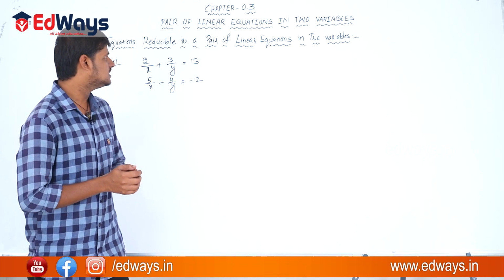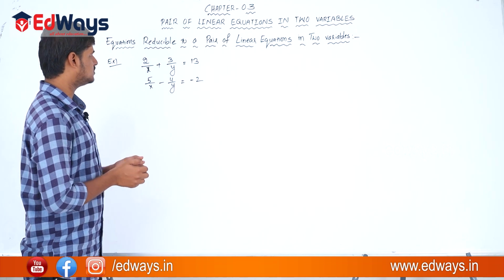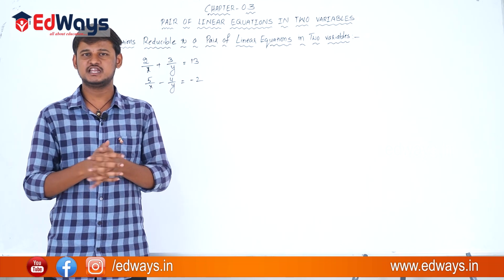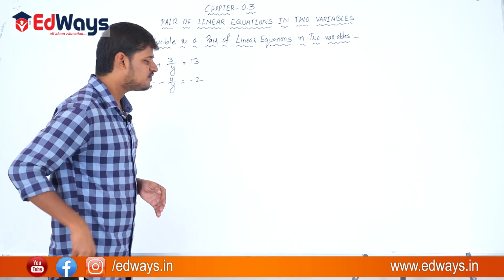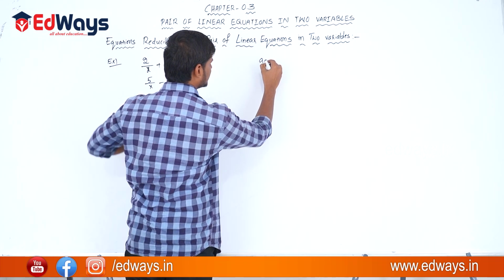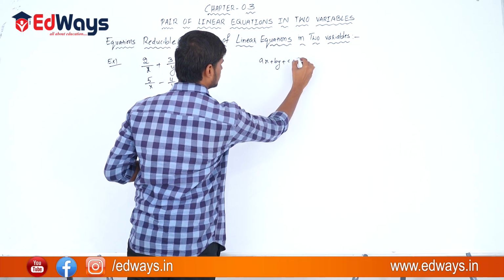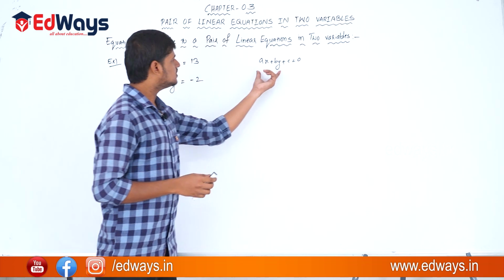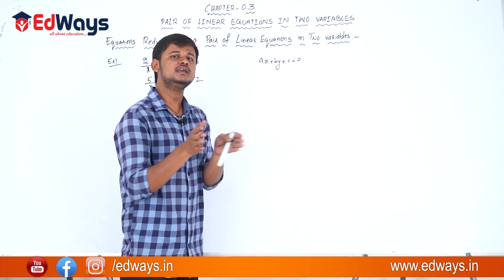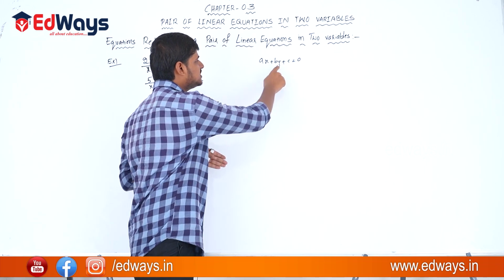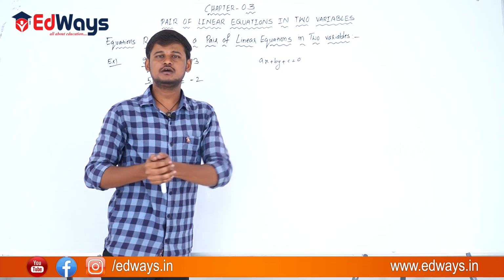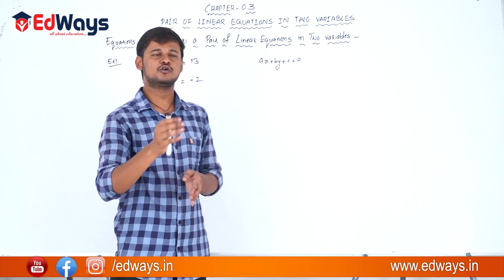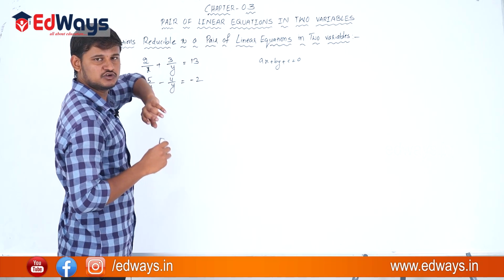So today we will learn a very important topic, that is equations reducible to a pair of linear equations in two variables. What does it mean by equations reducible to a pair of linear equations? What's the general form of a linear equation? It must be of the type ax plus by plus c is equal to 0, right? But if some equation is given in terms of x and y but it's not of this form, then how do we reduce it to ax plus by plus c is equal to 0? Let me consider one example question and solve it. Through the example I will explain how to reduce the pair of equations.